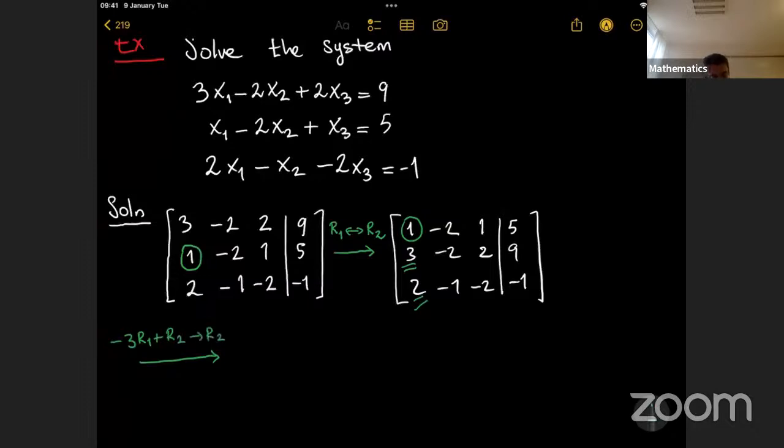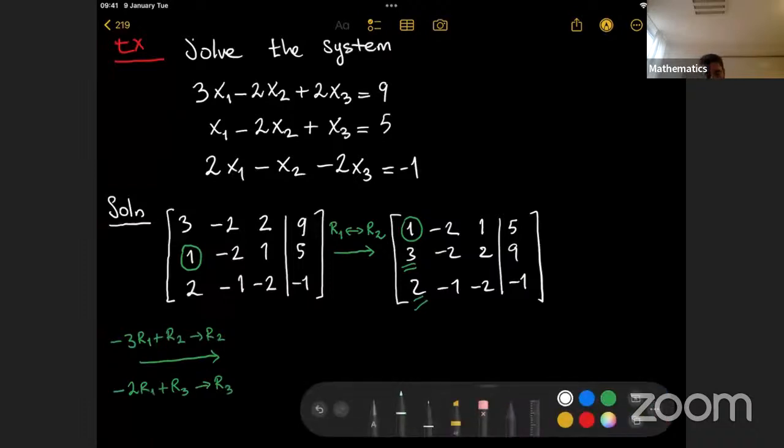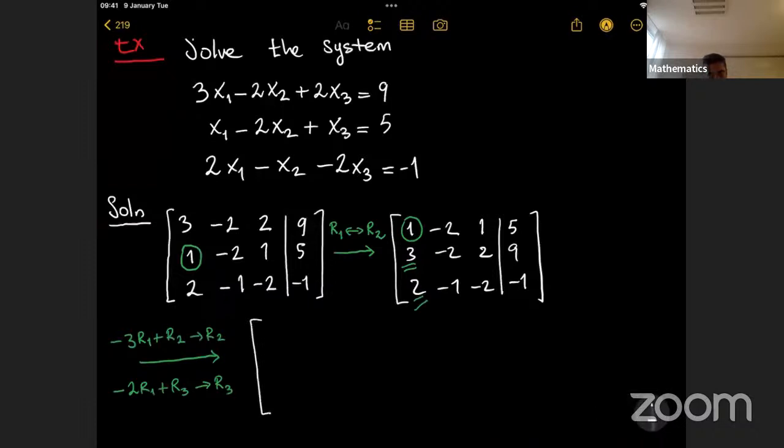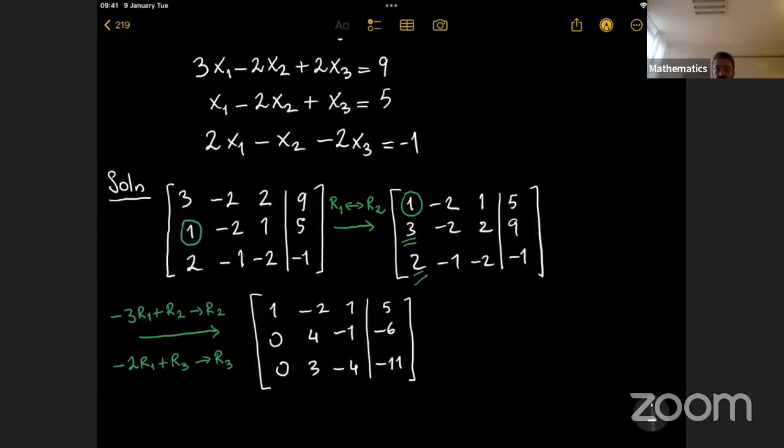And minus 2R1 plus R3 will go to R3, row 3. So what you get from this is basically the first row is the same. The second row will be 0 now, minus 3 times minus 2 is 6, minus 2 is 4, and minus 1 here: 0, 4, minus 1... 0, 3, minus 4, and here we have minus 6, and here we have minus 11. We get that. So below the leading 1, we have only zeros now.